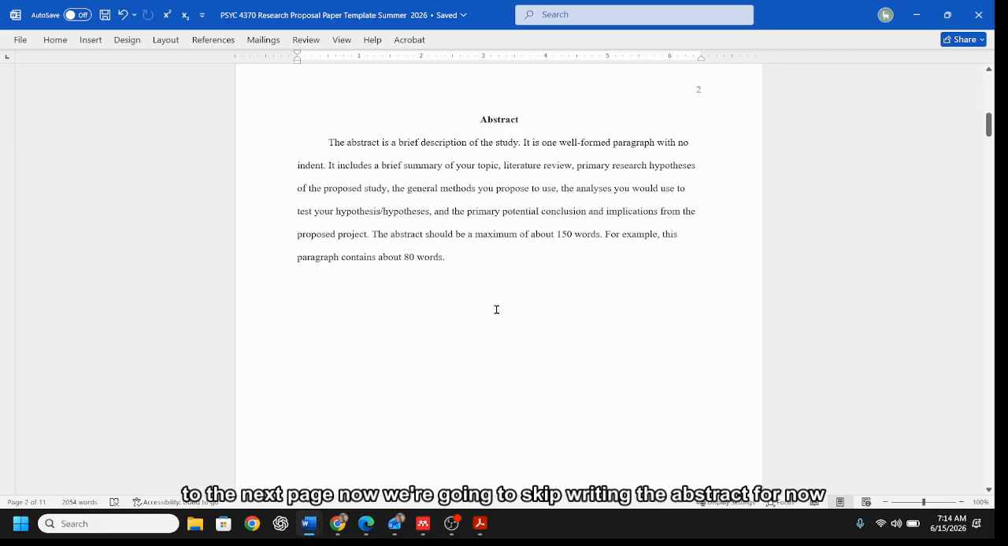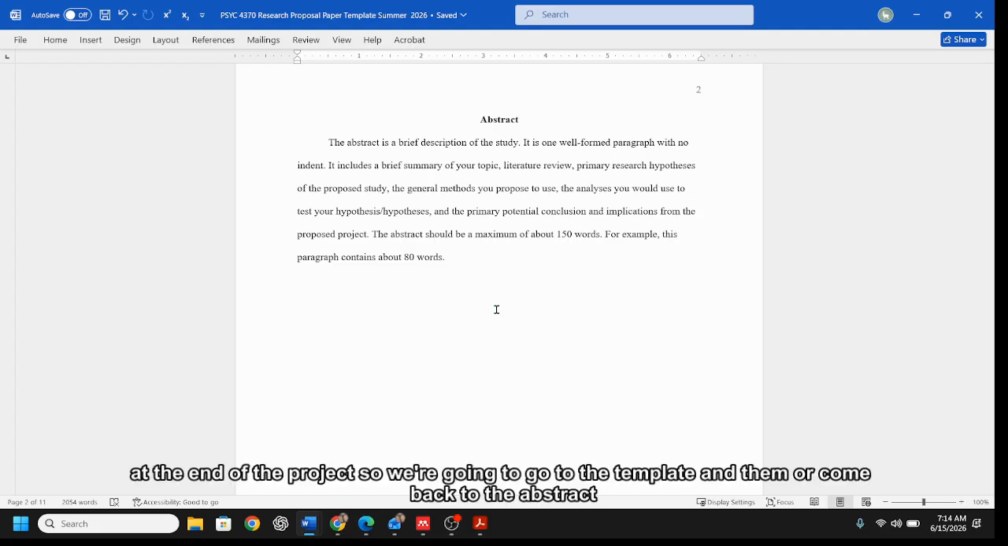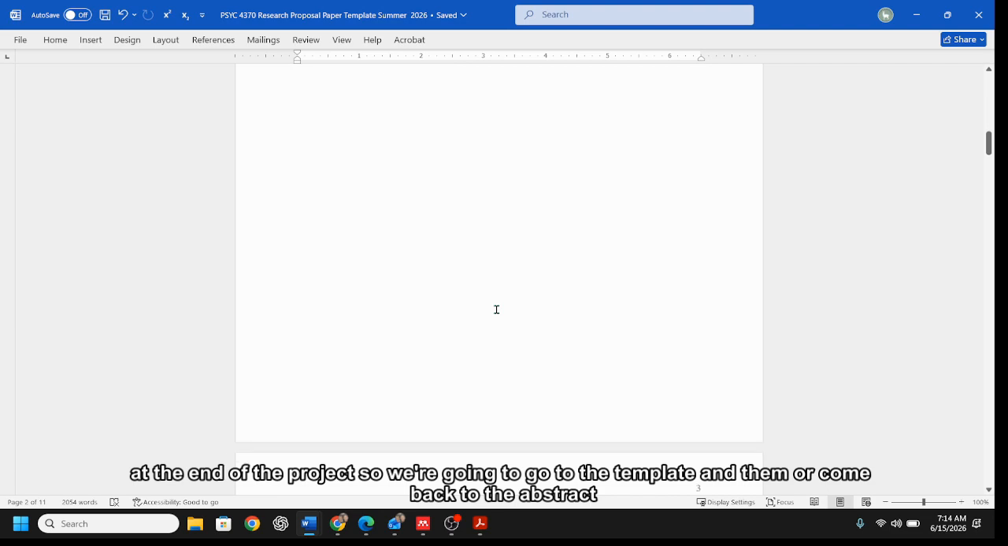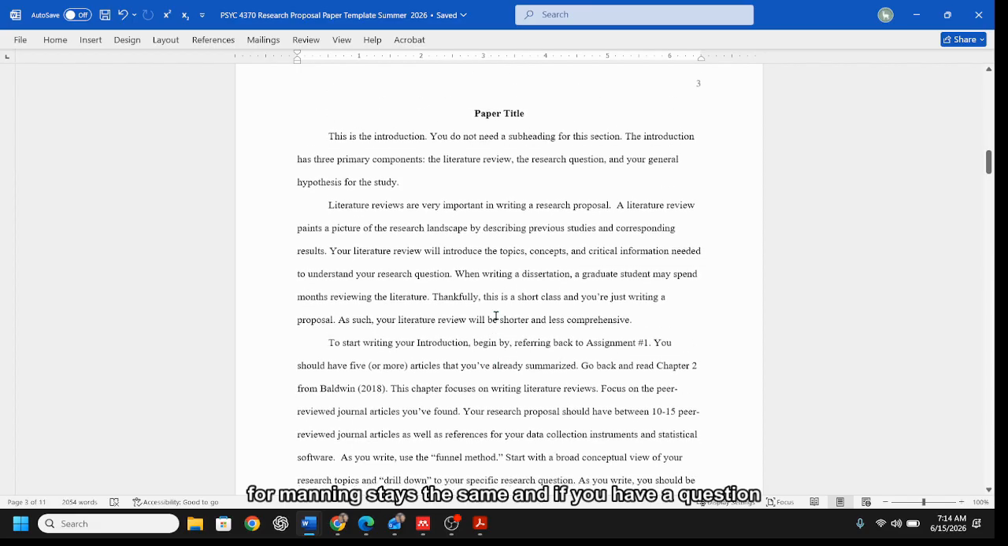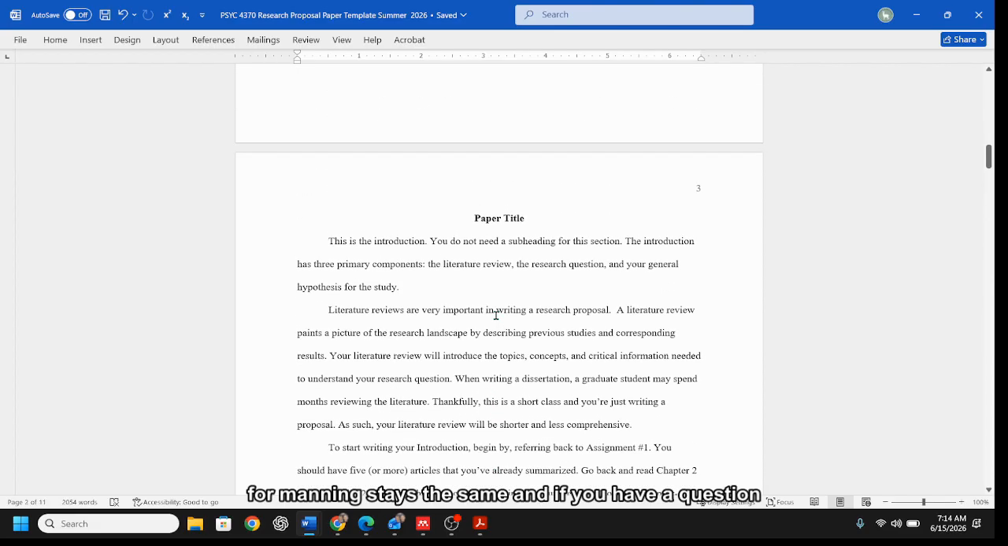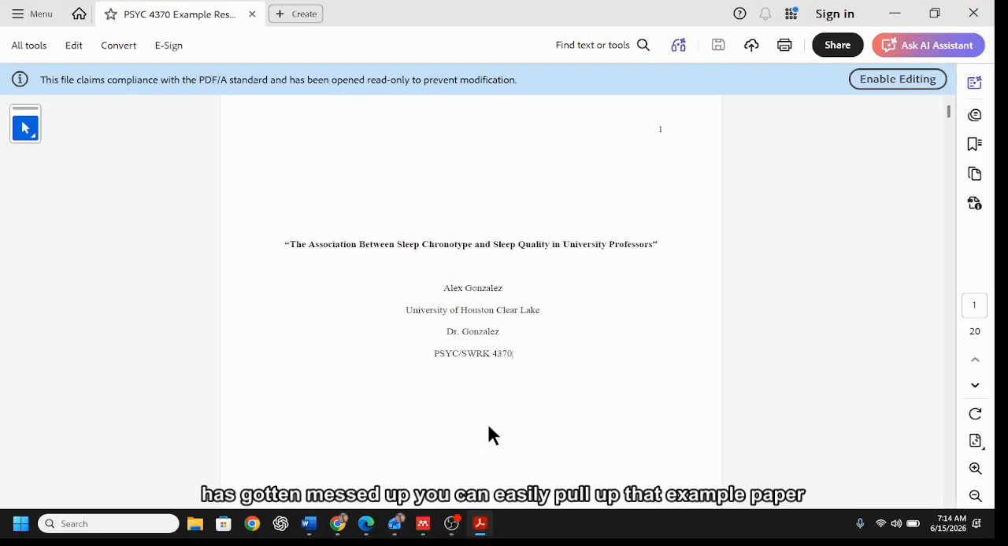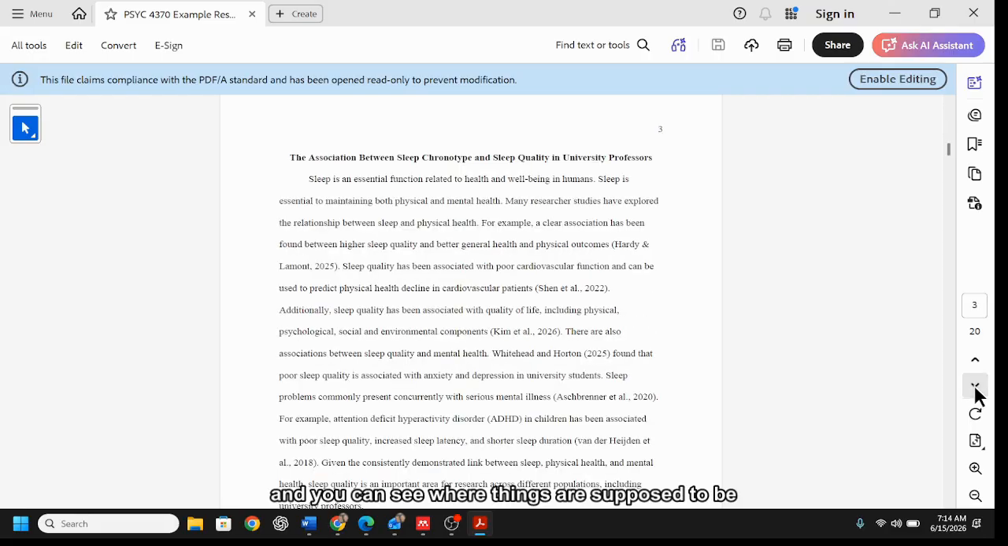Now, we're going to skip writing the abstract for now because ideally the abstract needs to be written at the end of the project. So we're going to go through the template and then we'll come back to the abstract. So you'll notice on the first page of your actual template here, it says paper title. You're going to repeat whatever title you used on the title page. When you type it in, make sure that the formatting stays the same. And if you have a question or you feel like the formatting has gotten messed up, you can easily pull up that example paper and you can see where things are supposed to be.